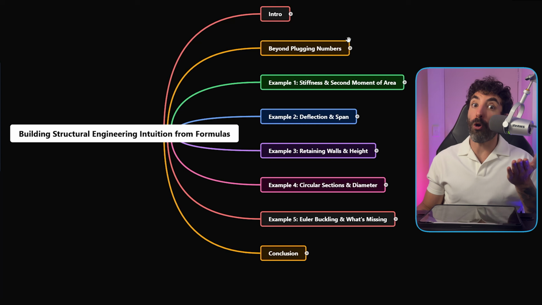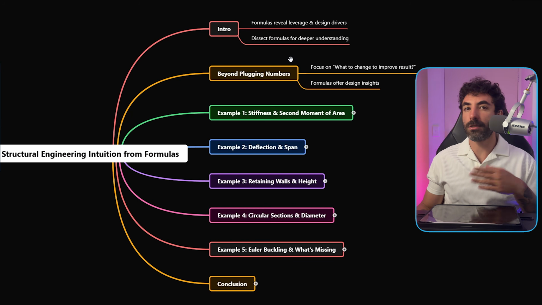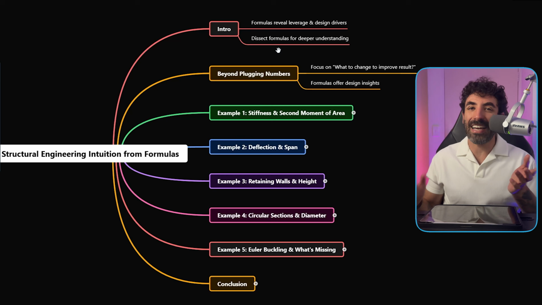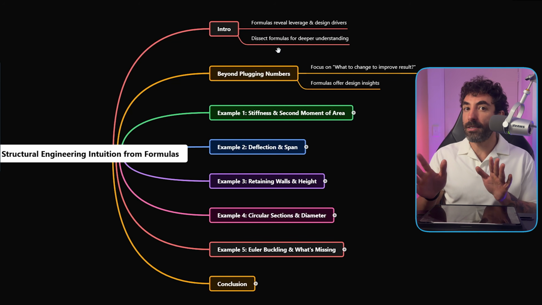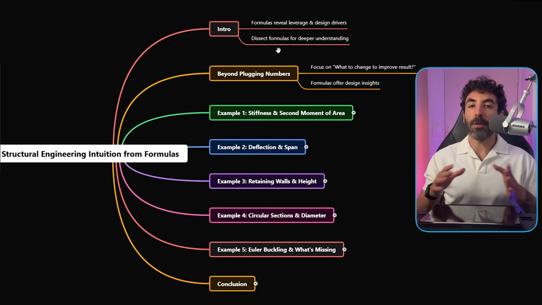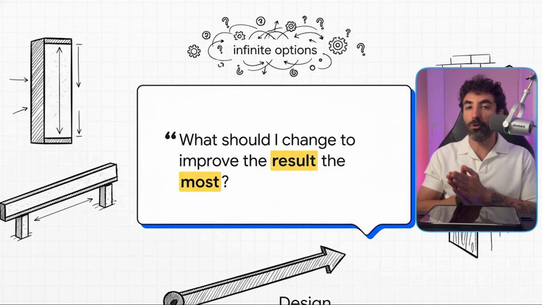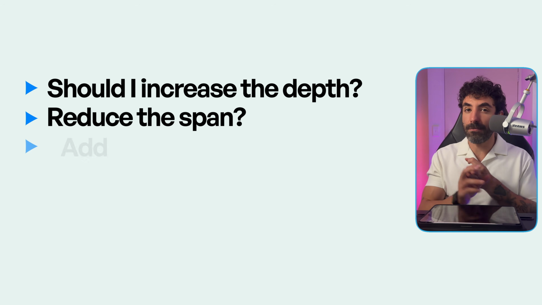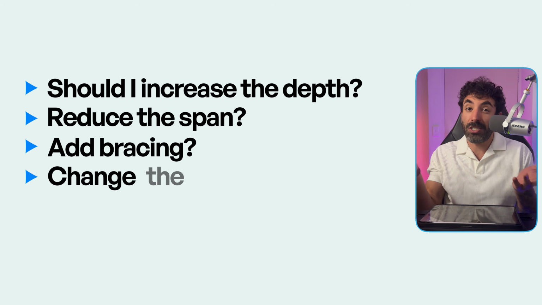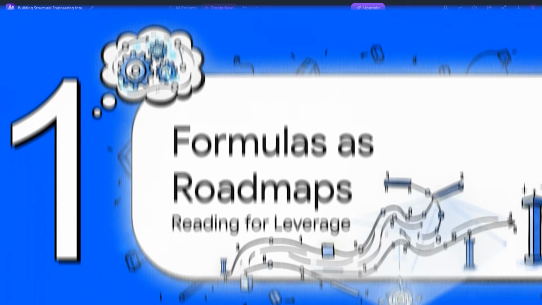Most people learn formulas as something to plug numbers into. You get the loads, the span, the material, the section, and then you calculate the answer. And of course, that matters, but in real design, the bigger question is usually this: what should I change to improve the result the most? Should I increase the depth? Should I reduce the span? Should I add more bracings? Change the section? That's where formulas become much more than just equations.